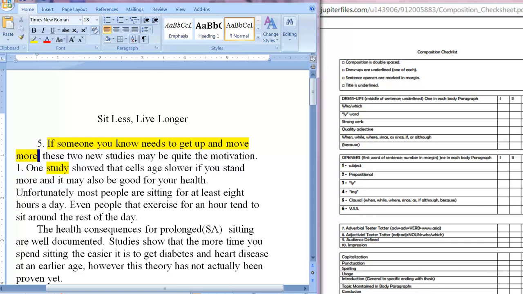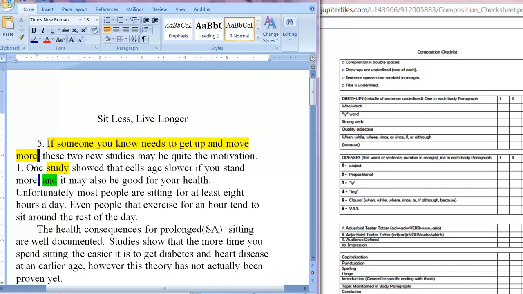One study showed that cells age slower if you stand more, and it may also be good for your health. This sentence right here, we have a compound sentence, and it's joined by our and this is important because this affects our punctuation. One study showed that cells age slower if you stand more, comma, and it may also be good for your health. I meant to highlight that little comma there, but did not. So we have a complete sentence on one side of our and a complete sentence on the other. This one, a study showed, and then we have a clause that cells age slower if you stand, and it may also be good for your health. That's a compound sentence, and we're going to be having requirements for a number of compound sentences in some upcoming essays.